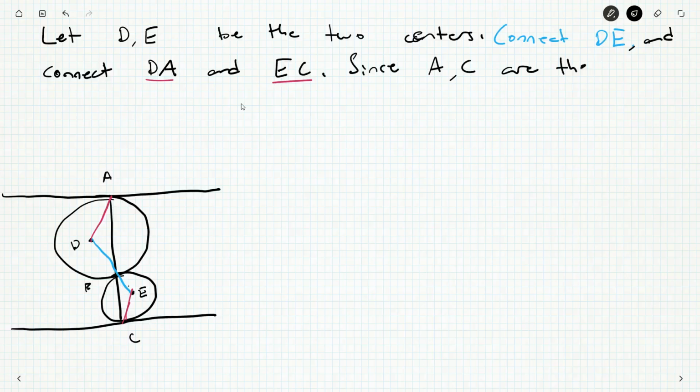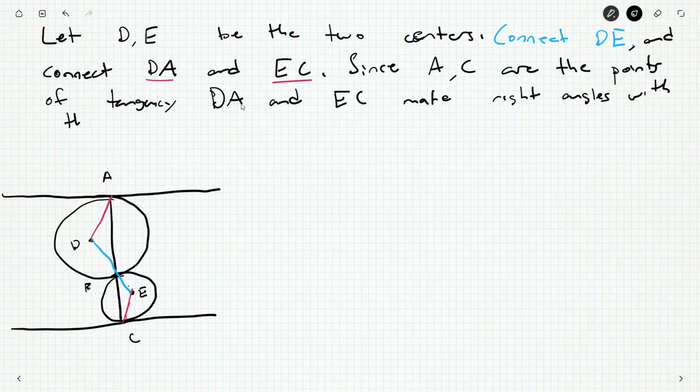Okay, since A and C are the points of tangency, then DA and EC make right angles with the tangent lines. Okay. So what do we want to say? So we got these right angles here. So make right angles. Here we go. It doesn't particularly look like it on the picture, but that's okay.